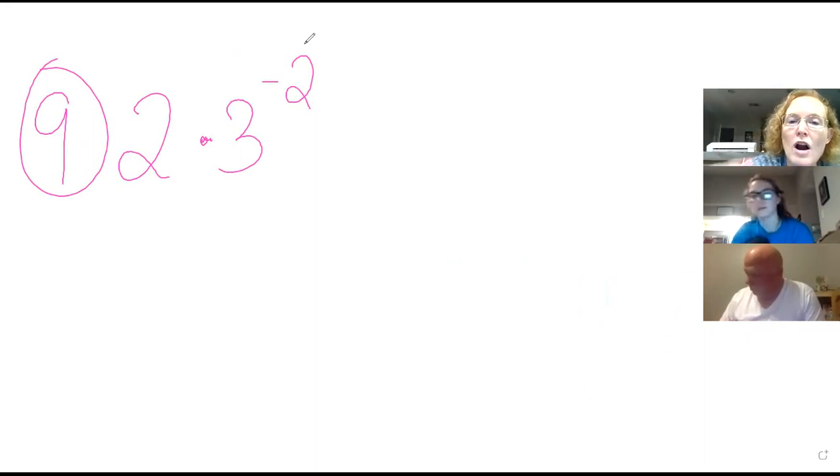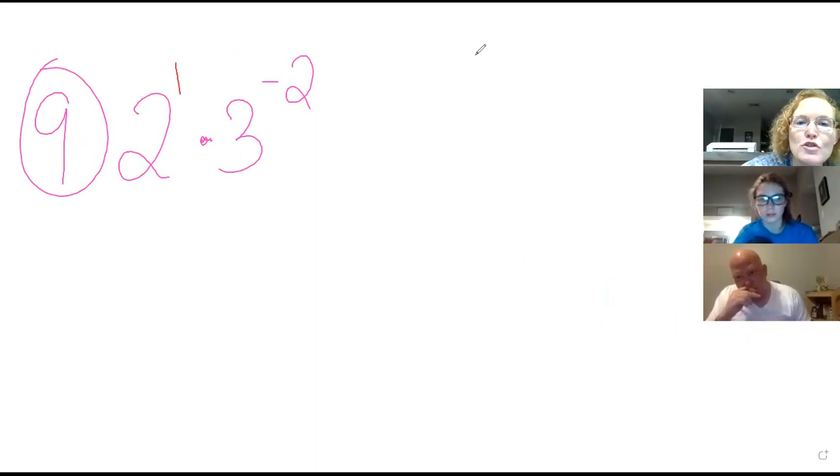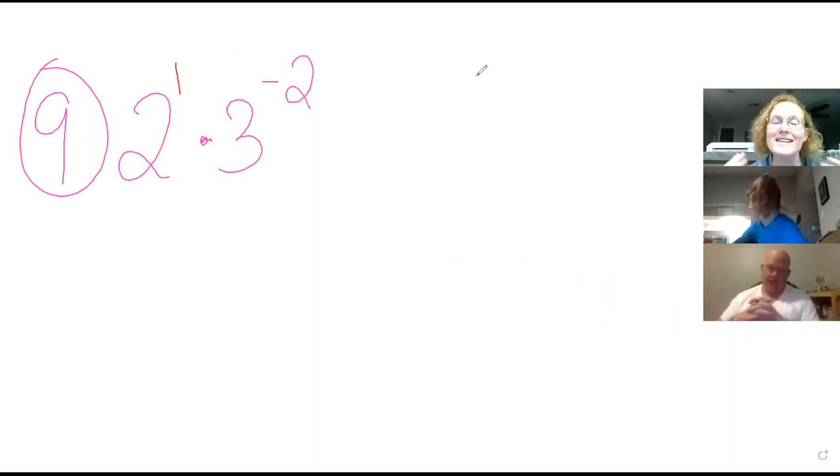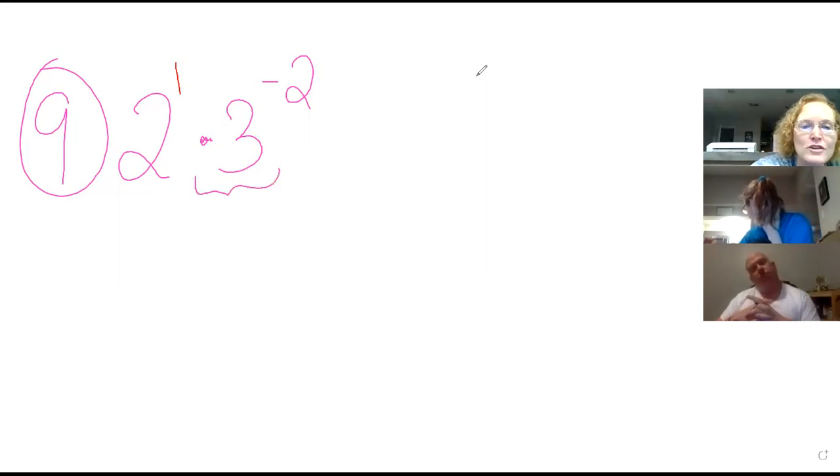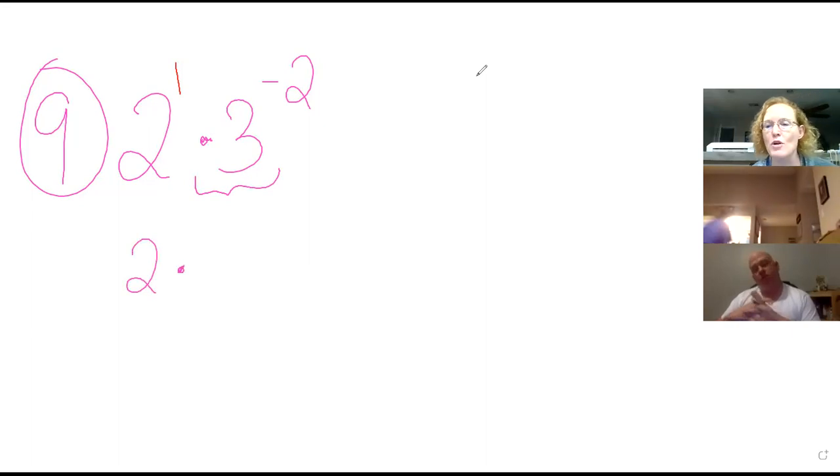And so if you are really exponent focused and you want to remind yourself, you could put the fact that that was an understood 1, but you don't really need to do that. That's not required. 2 to the 1st, just 2, whatever. What you want to do here is deal with this piece. So for a second, I'm just going to bring that 2 down. We're not going to deal with it anymore. We want to deal with the thing that has the negative exponent in it first.